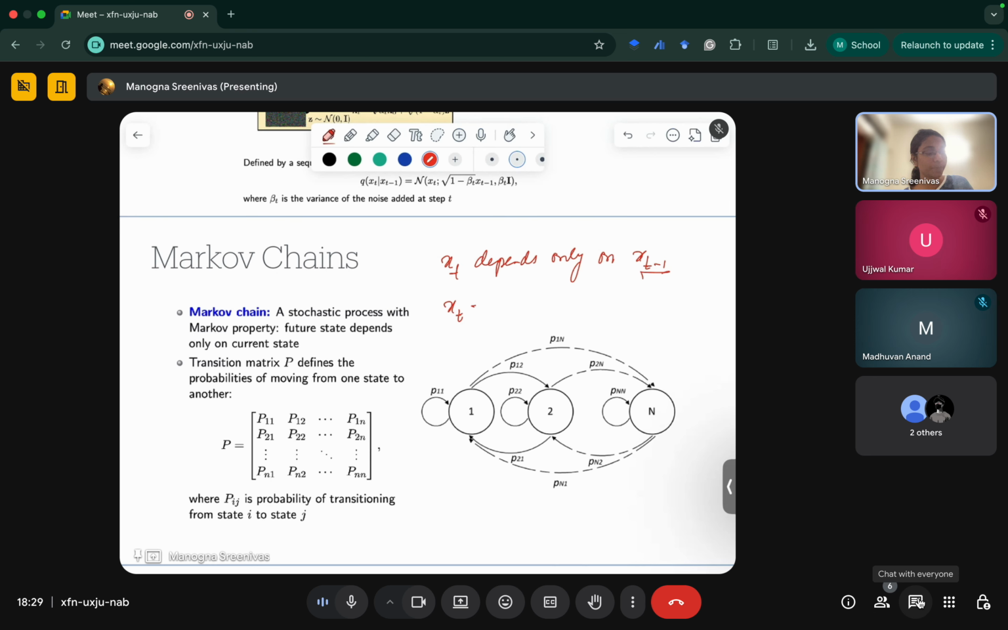So xt depends on root alpha t xt minus 1 plus root of 1 minus alpha t into epsilon. So I have only this one random variable involved. Given this, I can compute what xt is, but I don't need all the previous random variables. So that is the defining property of a Markov chain.